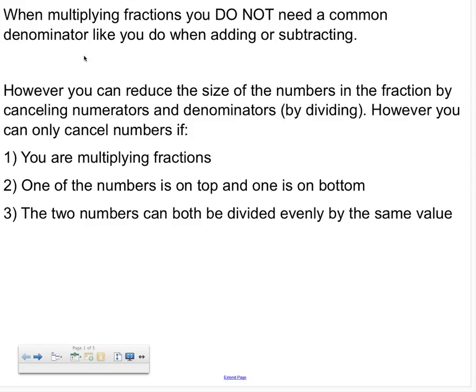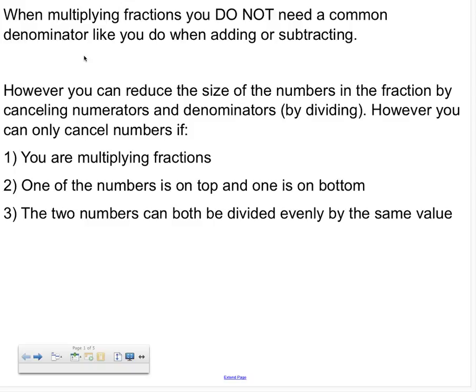But there are three rules you have to keep in mind about cross-canceling, because once people learn about this, they want to try it every single time they have any fraction, no matter what they're doing, which isn't the case. You can only cancel numbers in a fraction if you are multiplying, one of the numbers is on top and one of them is on bottom, and the two numbers can be divided by the same value. So all three of those rules have to be satisfied.